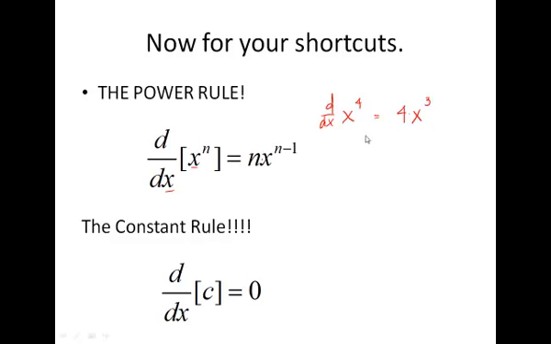3. Okay. Understand, if I asked you to do this the long way using that limit approach, it would be a bit tedious because you would have to take that x plus delta x to the 4th minus x to the 4th, and this would require a lot of FOILing. Okay, so let's look at another one.